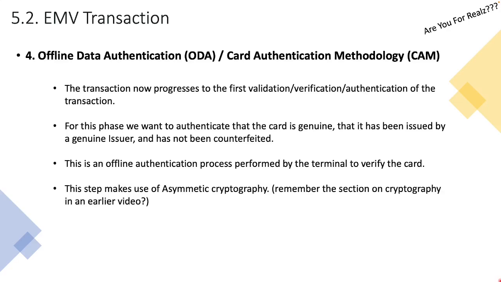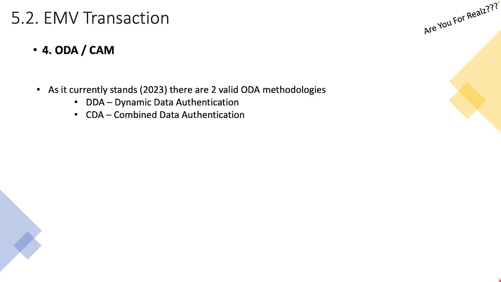ODA makes use of asymmetric cryptography. Remember our section a few videos back where we spoke about cryptography. We said there's symmetric and there's asymmetric. This particular step of the transaction relates to that, so for this video, we are interested in asymmetric cryptography. As it stands currently, we are in 2023 right now, and there are two valid ODA methodologies. The first one is DDA, which stands for Dynamic Data Authentication, and then there's CDA, which stands for Combined Data Authentication.